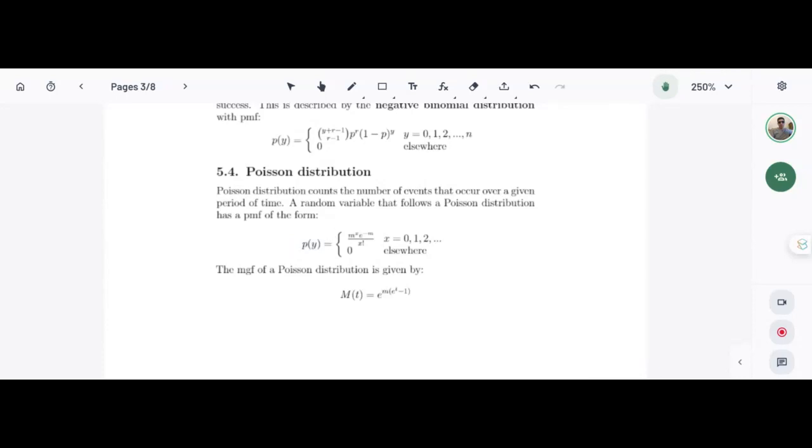sometimes some events are occurring at a fixed intensity, at a fixed rate, over a given period of time. For example, the average number of messages I receive in this chat box here in Blackboard is 2 messages per minute. So you see the event is happening at a fixed average rate, a fixed average intensity.